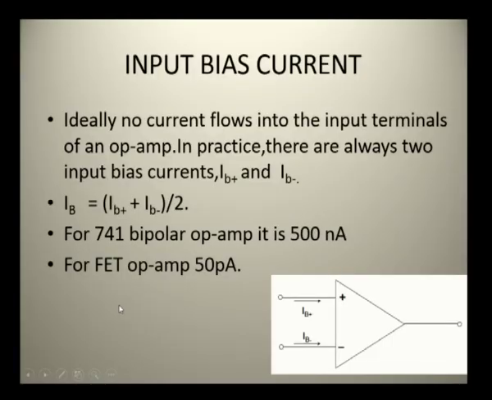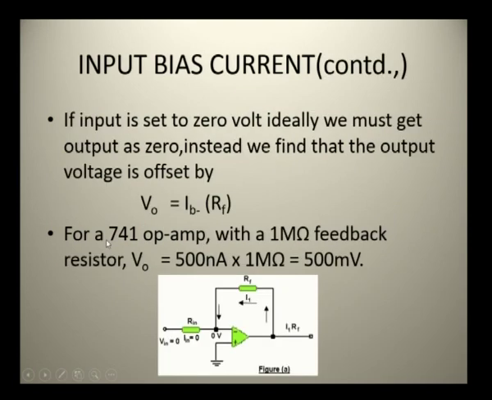The average value of IB plus and IB minus, the currents drawn by the positive and negative terminals, is called the input bias current, and because of it we will have an output voltage even though the input voltage is 0. This output voltage is in nanovolts in the case of a FET op amp, and in millivolts in the case of a bipolar junction transistor op amp. Because of this input bias current, we get the output voltage V0 equal to IB plus into RF.